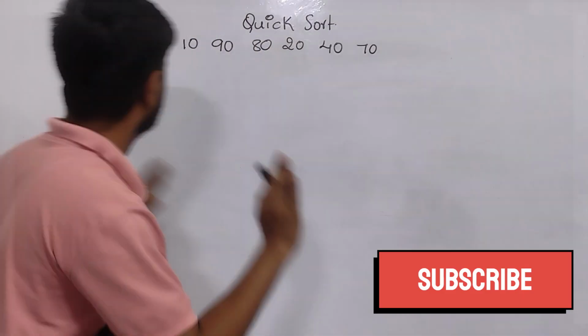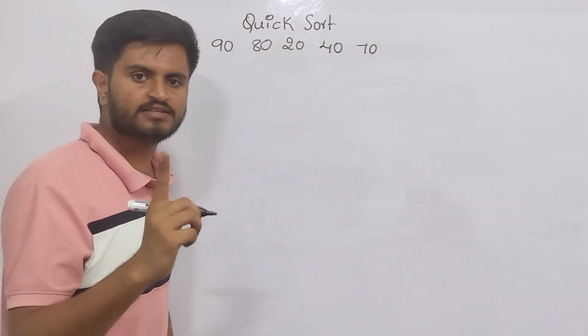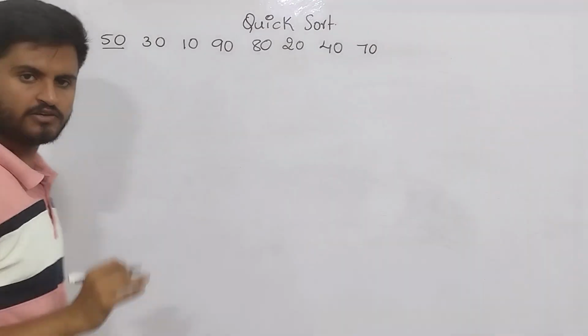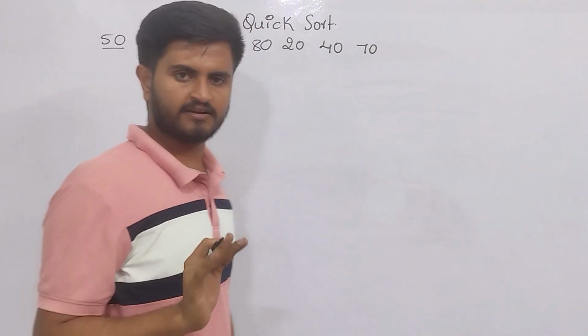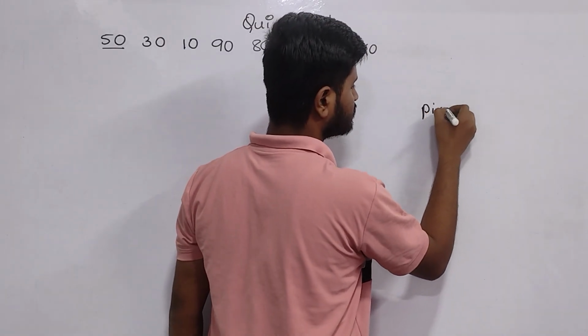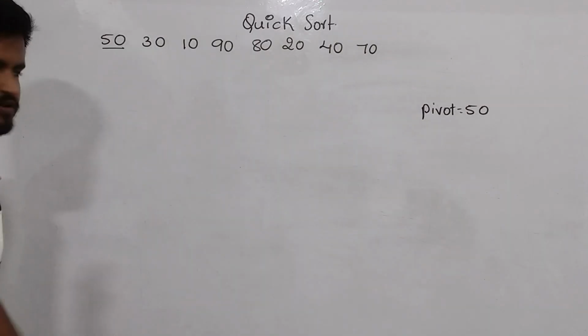Now, how to solve this problem? First, you must decide the pivot element. The first element which you choose will act as the pivot element. Therefore, the pivot element will be equal to 50. The pivot element value is 50.